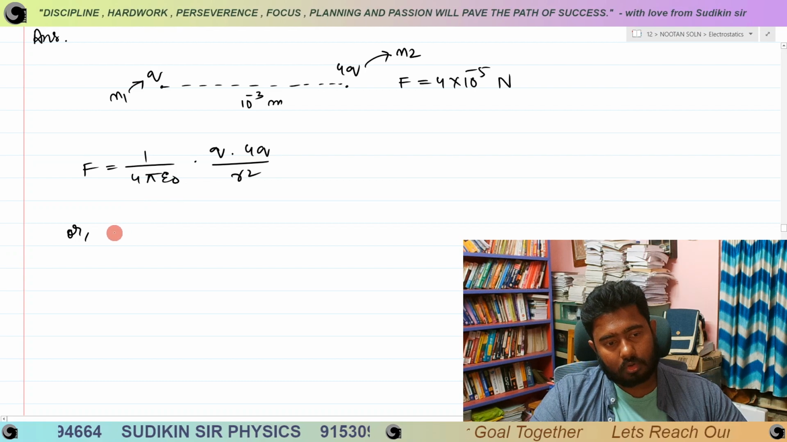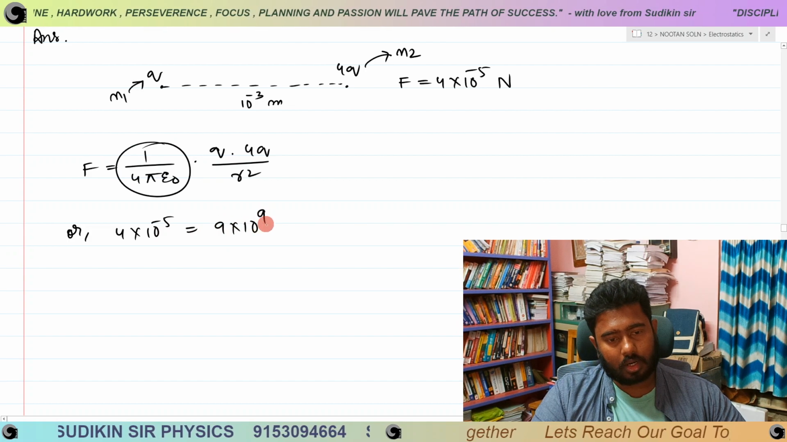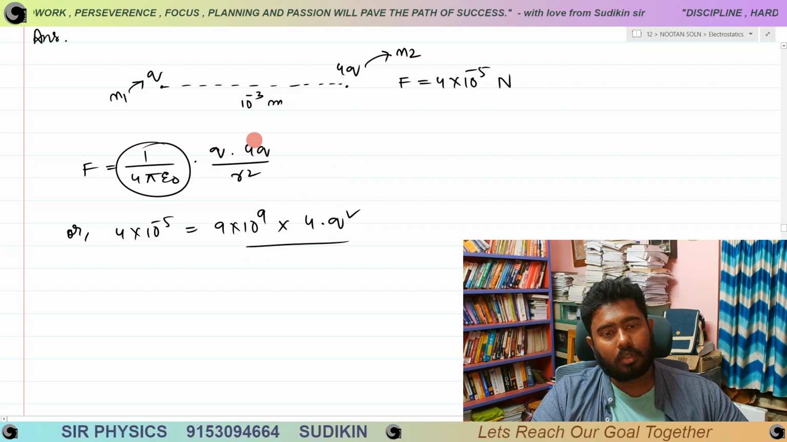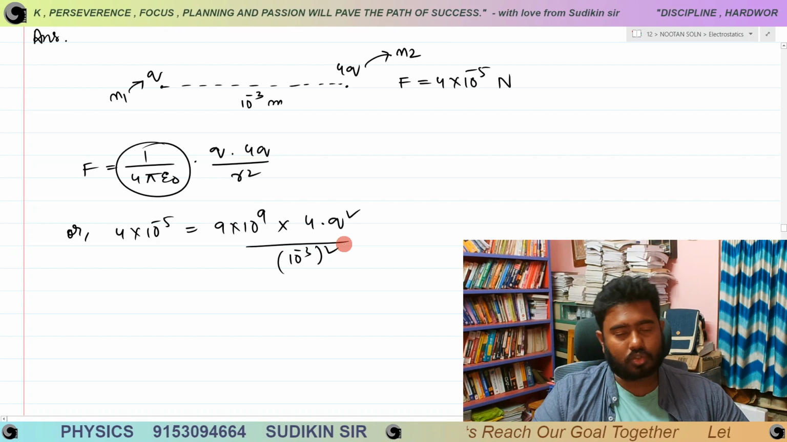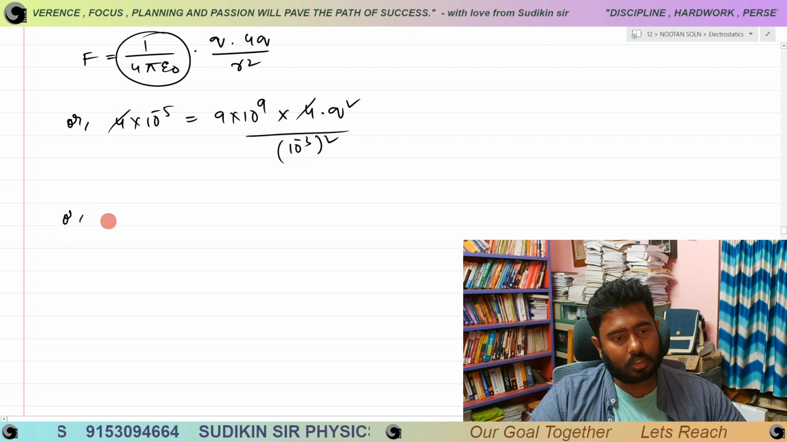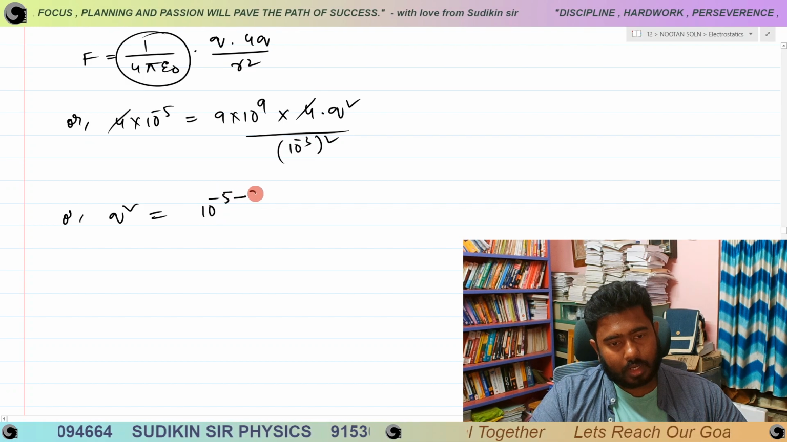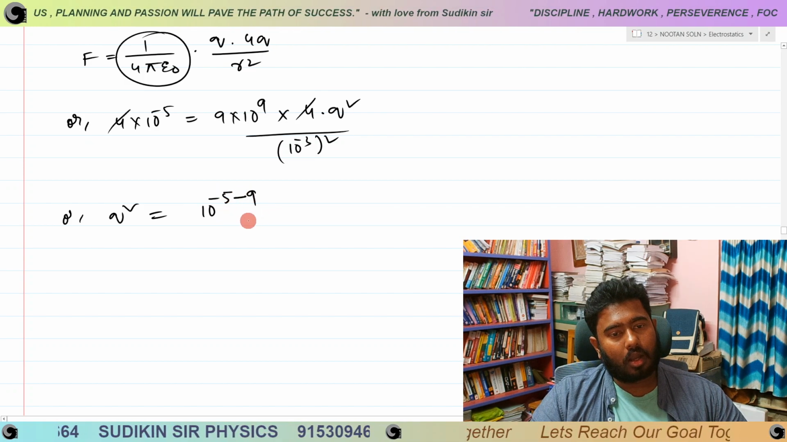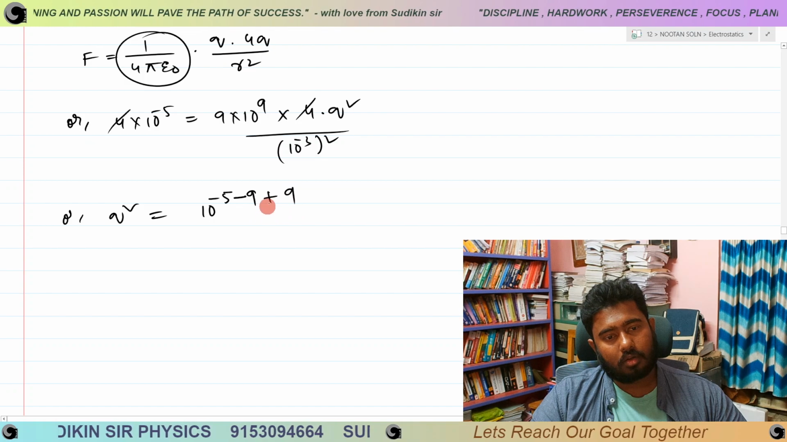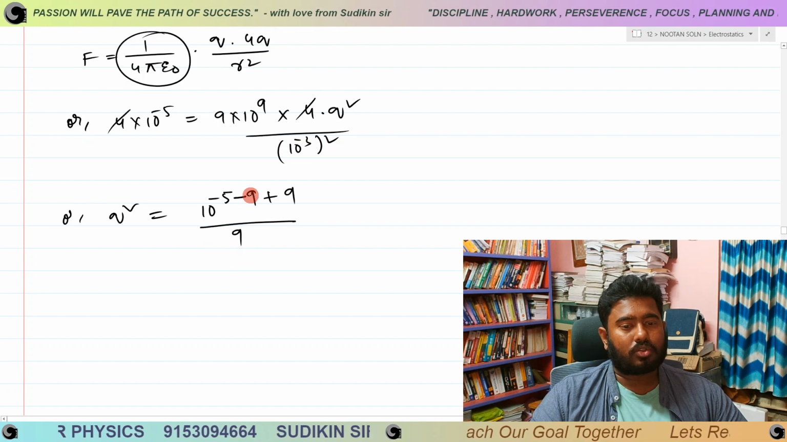So we will be putting the value of F, 4 times 10 to the power minus 5. This one will be 9 into 10 to the power 9. That will be 4 into q square, and r square will be 10 to the power minus 3 squared. So from it we get, okay, we can cut out this one, then q square will be 10 to the power minus 5 minus 9, divide by 9, 10 will be plus 9, and then divide by 9.